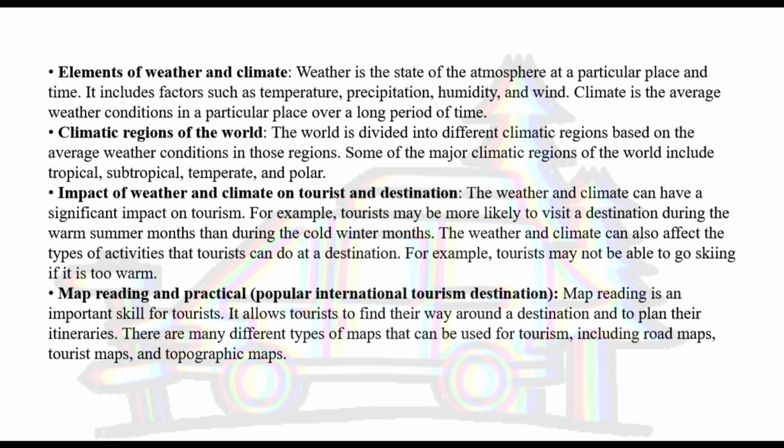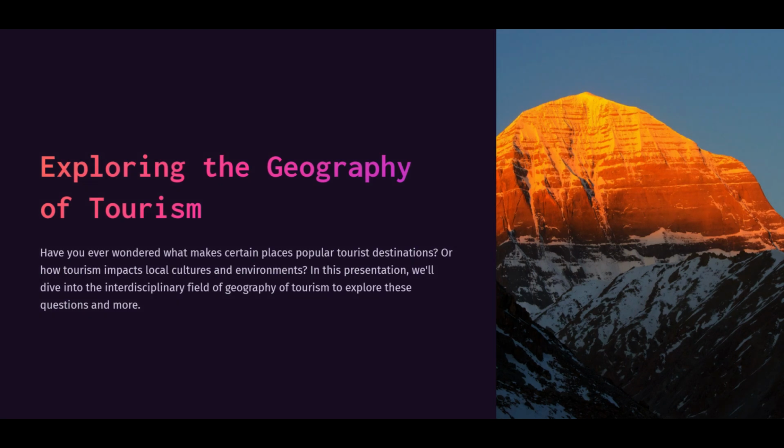Map reading and practical. Popular international tourism destination. Map reading is an important skill for tourists. It allows tourists to find their way around a destination and to plan their itineraries. There are many different types of maps that can be used for tourism, including road maps, tourist maps, and topographic maps.